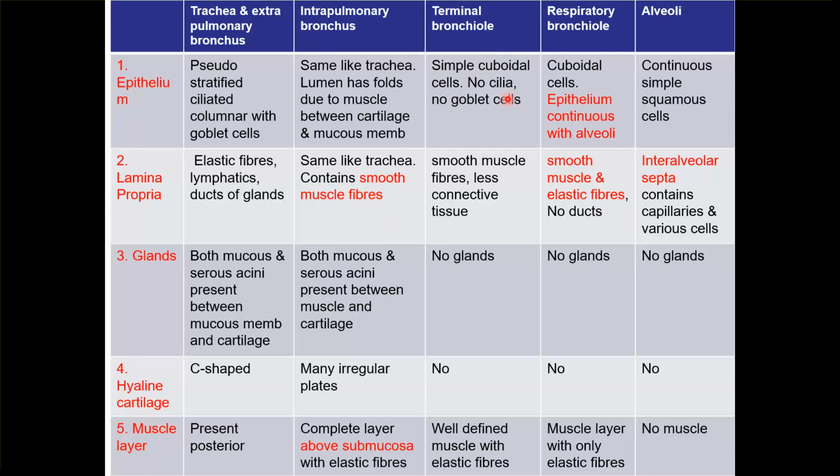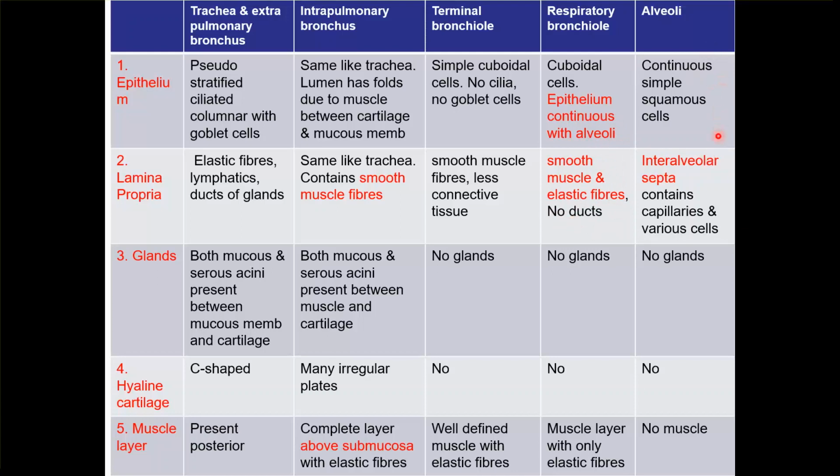If you come to the terminal bronchiole, the epithelium has changed. Now it has become simple cuboidal cells. There are no cilia and no goblet cells. The lamina propria has smooth muscle fibers and less connective tissue. The respiratory bronchiole also has cuboidal cells, and here we can see the epithelium is continuous with the alveoli. The lamina propria has more smooth muscle and elastic fibers, and there are no ducts.